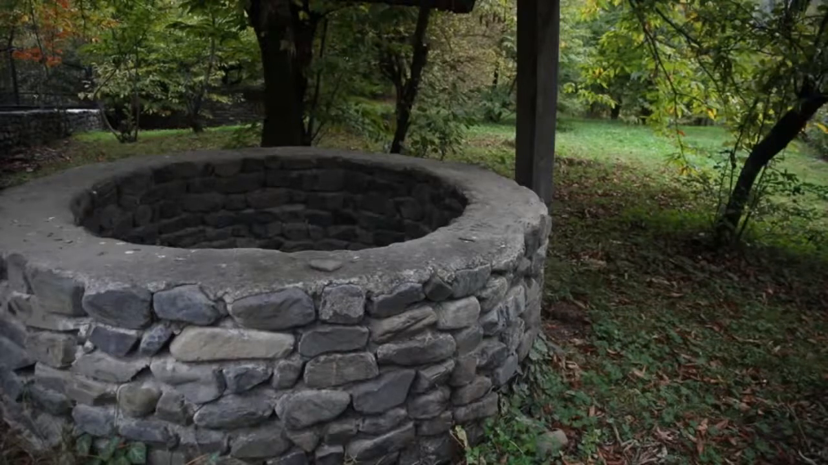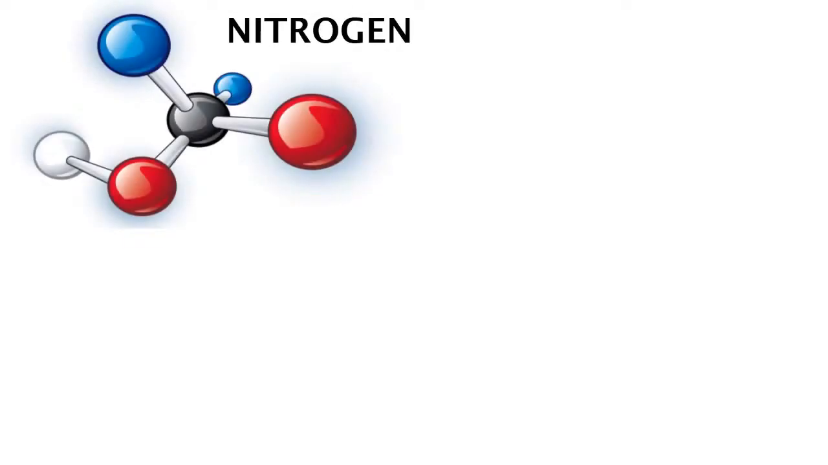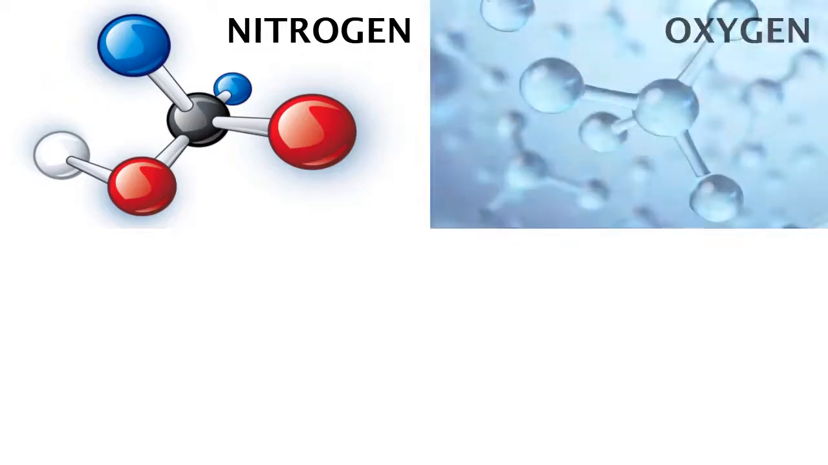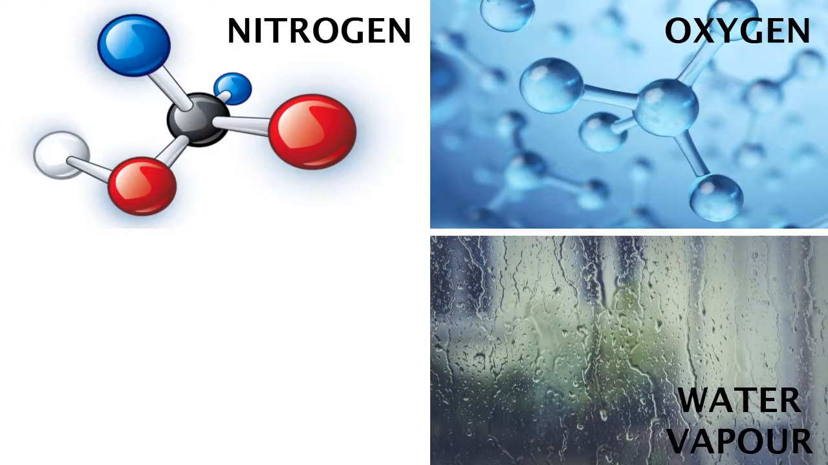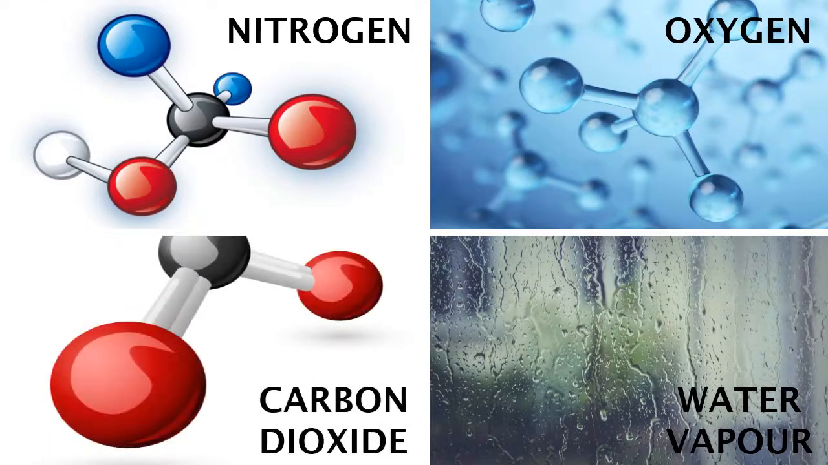extract this water. The last sphere on the earth is the atmosphere. The envelope of air around the earth is called the atmosphere. There are several gases in the atmosphere. They are nitrogen, oxygen, water vapor, carbon dioxide, and several other gases are also present in small quantities.